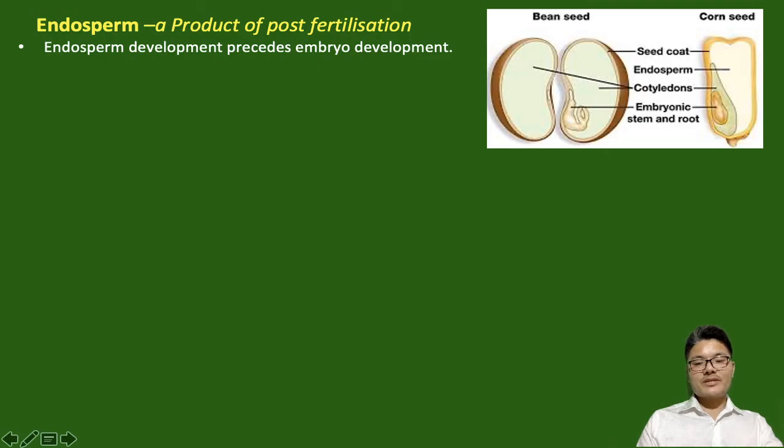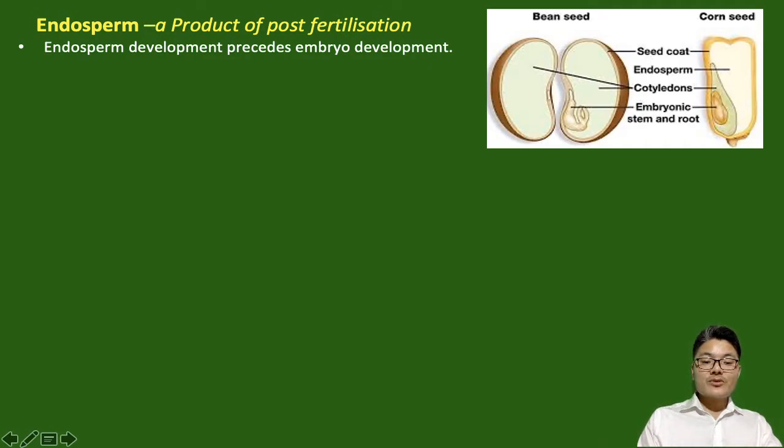Usually in some seeds there is absence of endosperm, and those seeds which are having endosperm are known as endospermic seeds, and those seeds which are absent of endosperm are known as non-endospermic seeds or non-albuminous seeds or exalbuminous seeds. We'll be discussing later. So bean seed is not having endosperm.